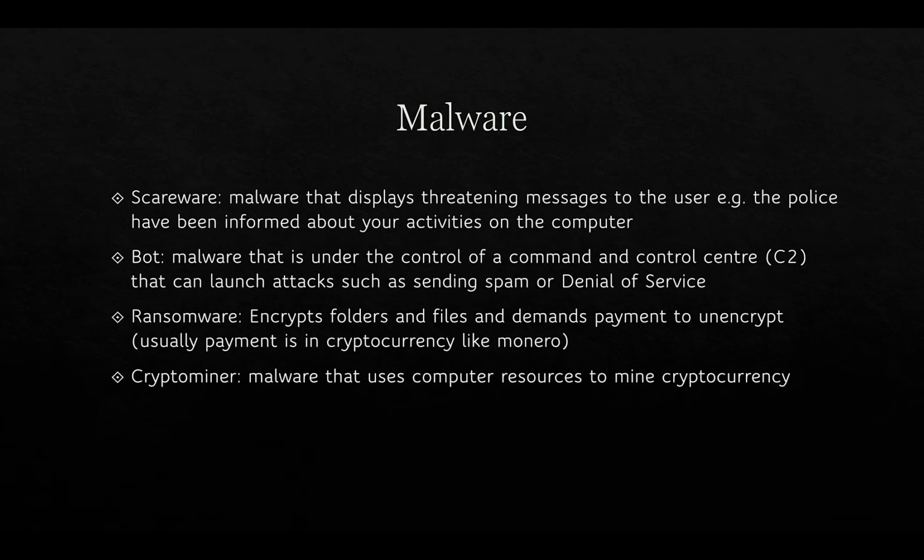Ransomware is one of the most common types of malware these days, and that is software that encrypts your folders and files and then makes a demand for payment to unencrypt. Usually the payment is done in a cryptocurrency like Monero or Bitcoin. The other thing that attackers are doing with ransomware is exfiltrating or stealing sensitive files and data and then hitting the victim with a double demand: getting their data back unencrypted, and if they don't make the payment, the data that they've stolen will be released on the internet.